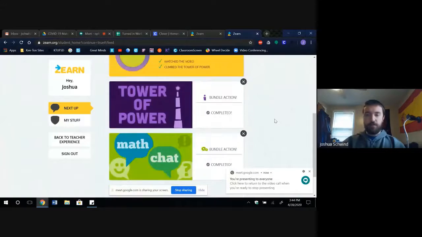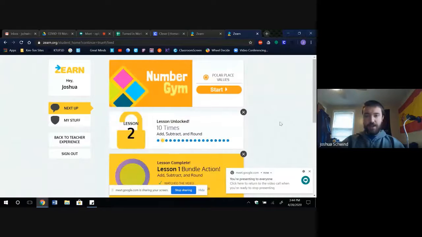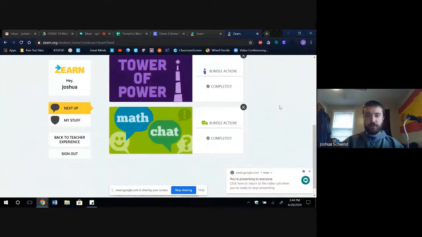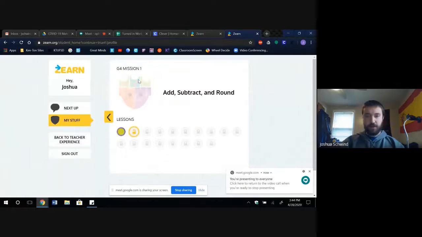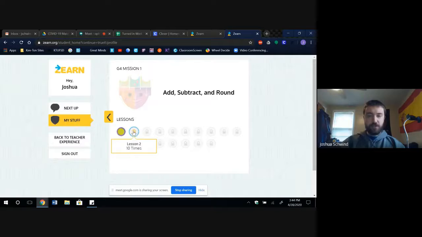Now, Zearn started me as a fourth grader on the very first lesson of the very first unit. So if I go to my stuff, I'm all the way over here in grade 4, mission 1. You're going to be all the way in mission 5 if you are someone that I assigned there. Others of you are in different spots, but wherever this little unlock symbol is where I have assigned you to start. There's all these other lessons that you could possibly do, but where the unlock symbol is when you go to my stuff, that is the lesson that you've been assigned to do.